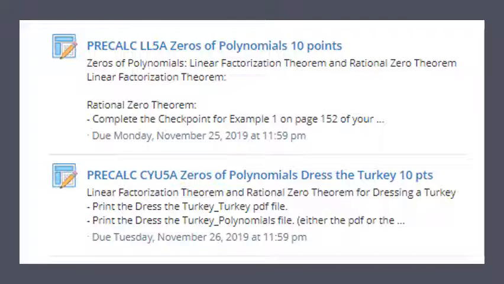So those are the big 2 topics for the week, and we have 2 small assignments. The first assignment is from your book. It is worth 10 points. And the second assignment is the dressing the turkey assignment.